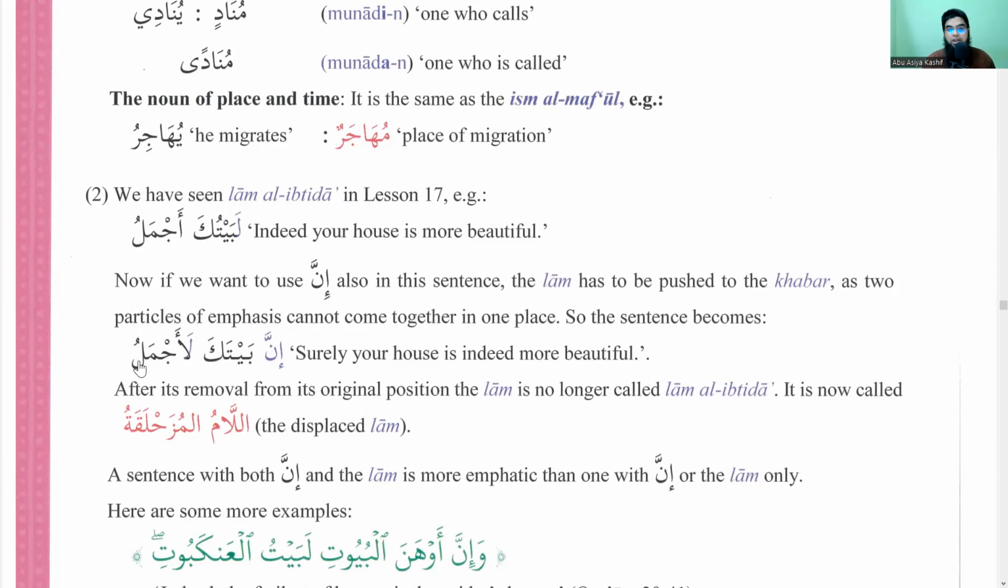And this is very common in the Quran. Inna plus lam is used a lot, right? From what I've observed. Surely your house is indeed more beautiful. You see, the meaning is like double emphasis. So this lam of ibtida, this lam is no longer called lam of ibtida. It is now called lamul muzhalaqa, the displaced lam. Right? The lam skated and came here, right? Displaced. Muzhalaqa.